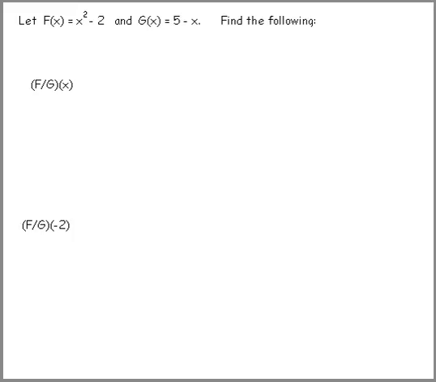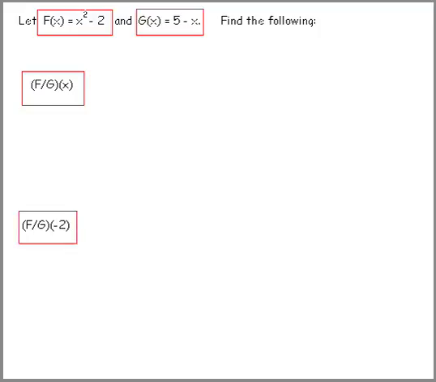They're saying we are going to let big F of x equal this, and then we are going to let big G of x equal this. Given those two definitions, they want us to find big F divided by big G with an input of x, and then big F divided by G with a specific real number input of -2. Okay, we certainly can do that, but I want to take a review and preview of these two functions.